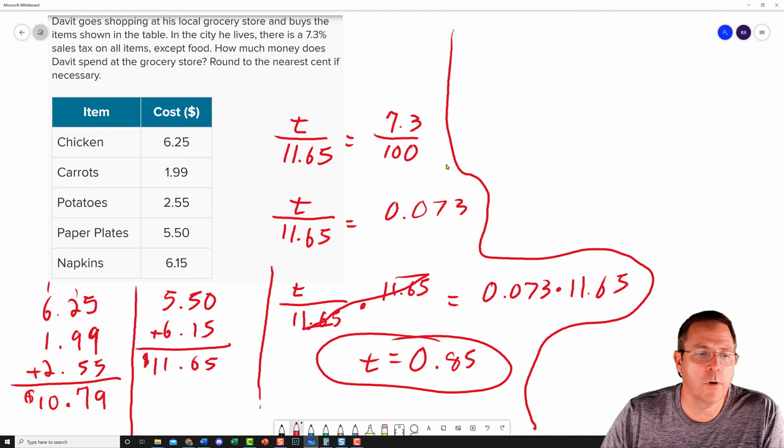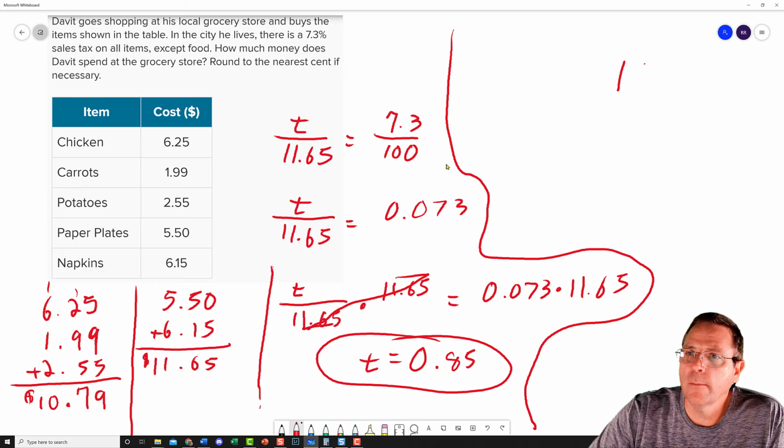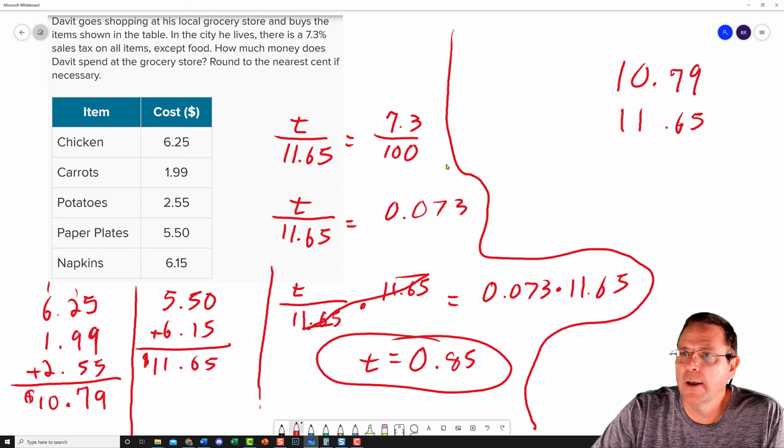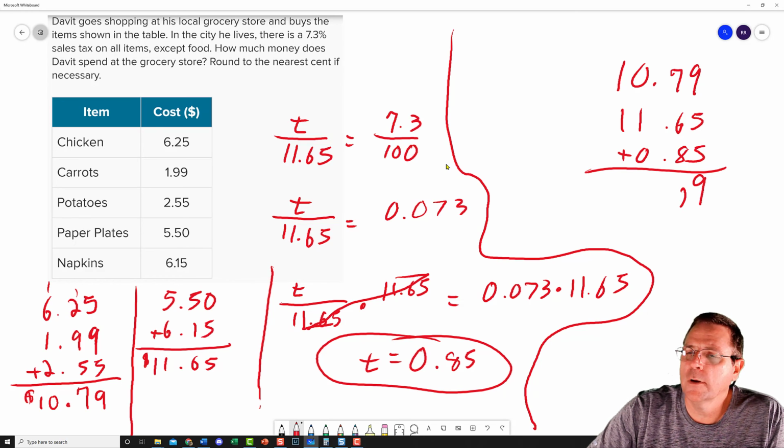We're going to group our work. Now we're going to add everything up. The non-taxable items was $10.79. The taxable items was $11.65. And finally, the tax itself was 85 cents. When I add those three numbers together, that's going to give me 19. And then we'll take that. That's going to give me 14 plus 8 is going to give me 22.